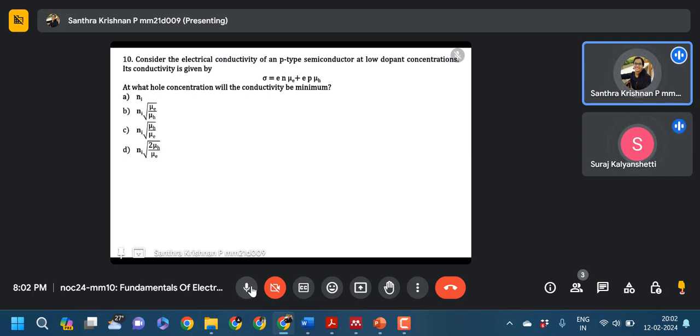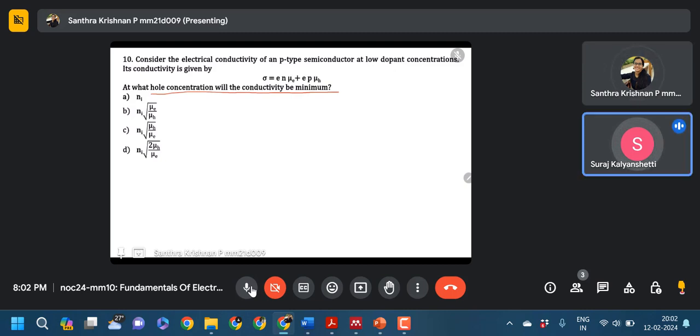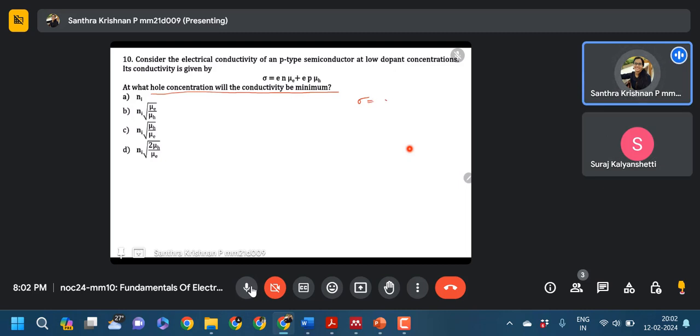It's the same thing. So they are asking what is the hole concentration when conductivity will be minimum, right? Consider electrical conductivity of a p-type semiconductor at low doping concentration. Sigma is basically e into n mu e plus p mu h. So they are asking what will be the value of p? p is the hole concentration, right? What is the value of p such that sigma will be minimum?